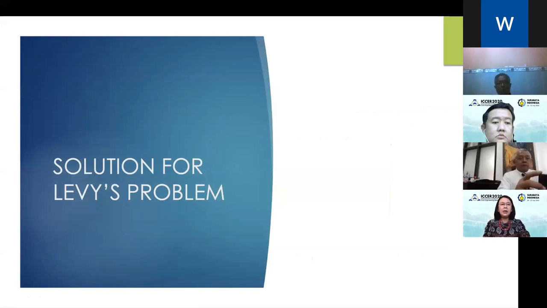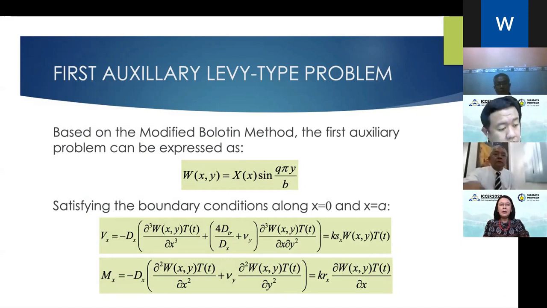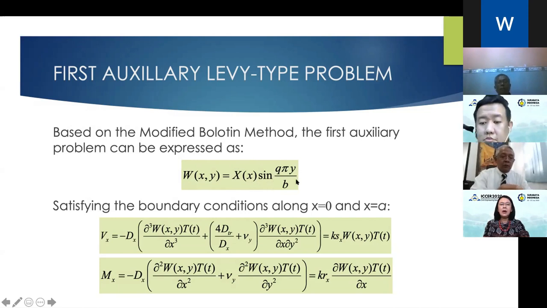So how are we going to solve the equation of motion? We are going to use Levy's problem. Levy's problem consists of two parts: the first auxiliary Levy type problem and the second auxiliary Levy type problem. For the first auxiliary Levy type problem, we are going to solve for the eigenvector in the x direction, and we are going to use the modified bulletin method. We assume that the spatial function consists of the X function, which is an eigenvector in the x direction, times sine q pi y over d.